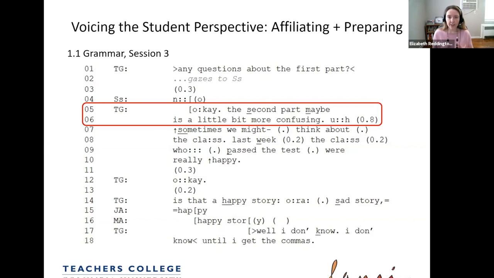By anticipating, verbalizing, and in that way validating a potential student perspective on this topic, the teacher is able to affiliate with students. It's a means of communicating, I can see this from your perspective. I know what it's like to be in your shoes. At the same time, the assessment here also functions as a kind of heads up, alerting students to the challenge ahead and preparing them to engage with that difficult content. So with an utterance like this, the teacher can attend to both interpersonal and instructional concerns.